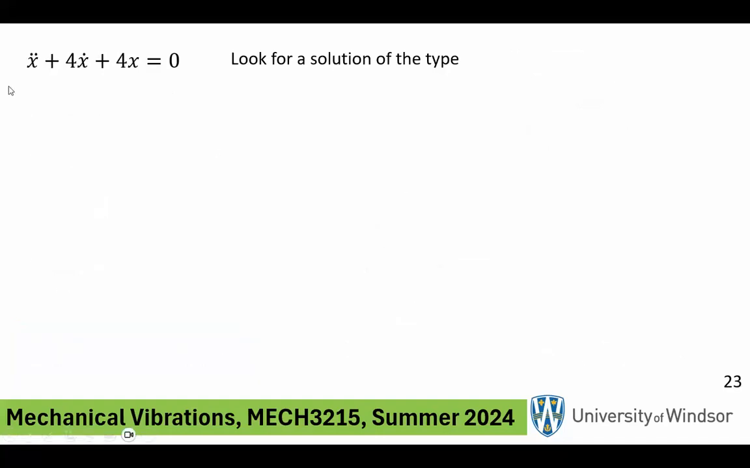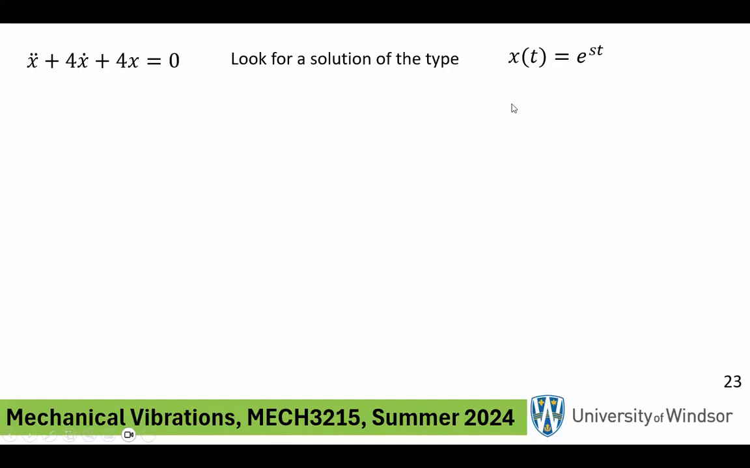Let's go to the second equation that I had in my list. Remember I had three of them? I said they're different depending on what the coefficients are, but they all look the same. Once again, look for a solution of this type.